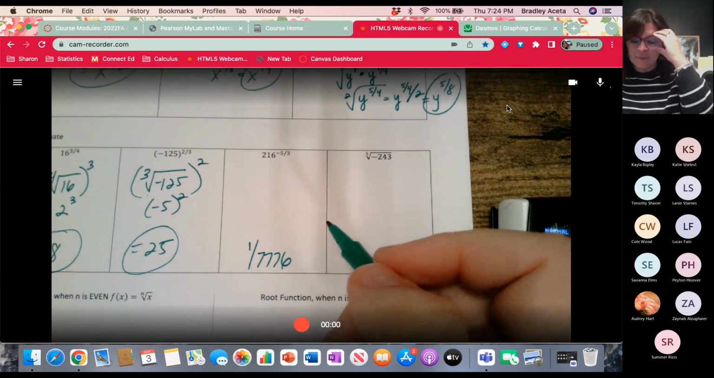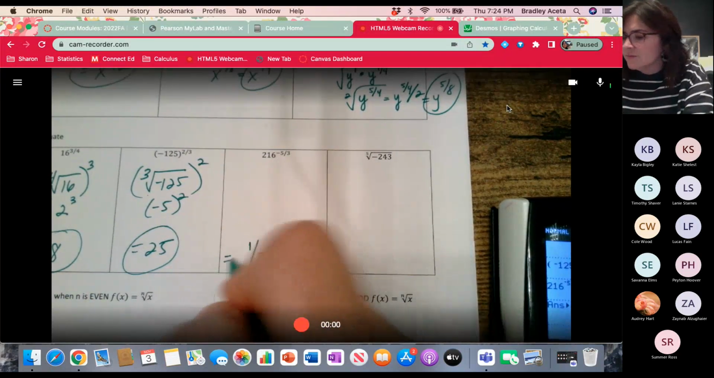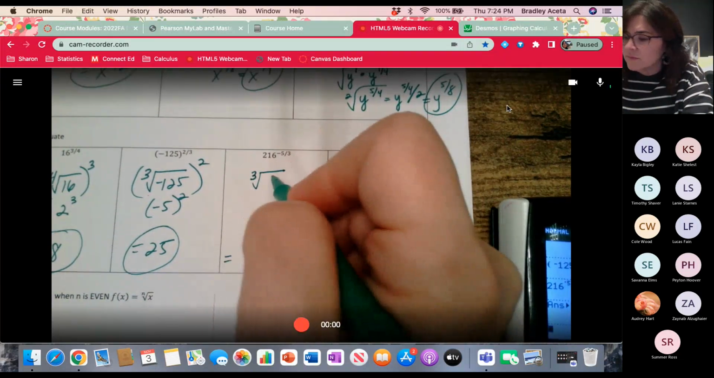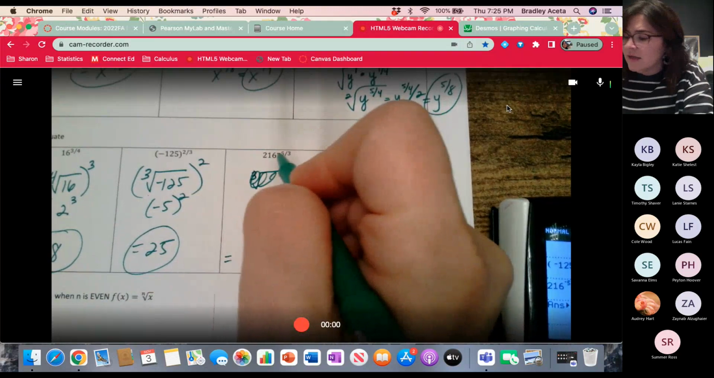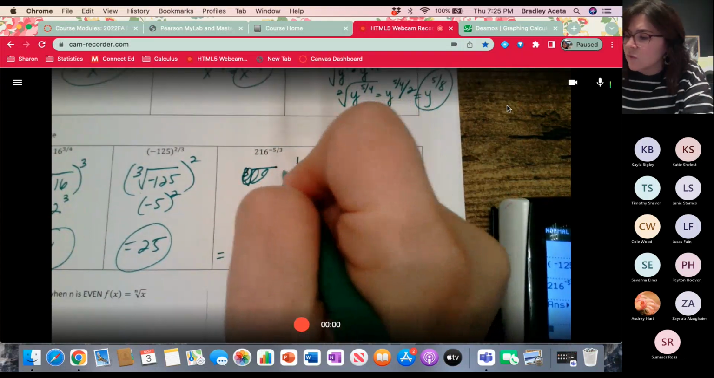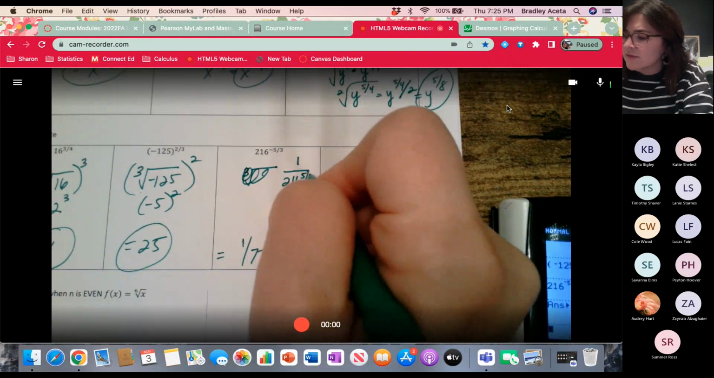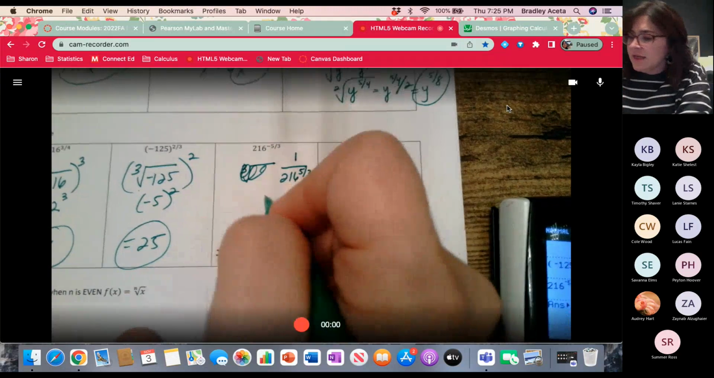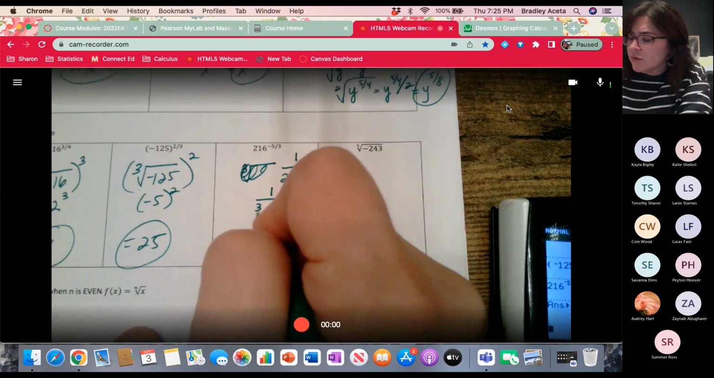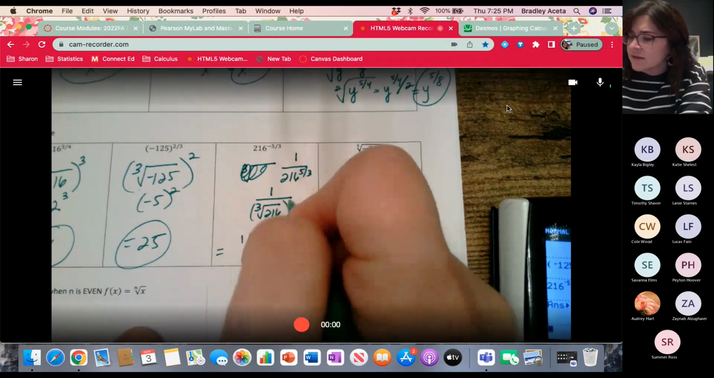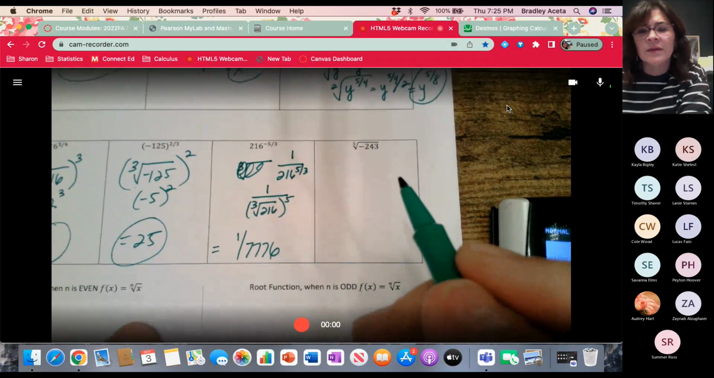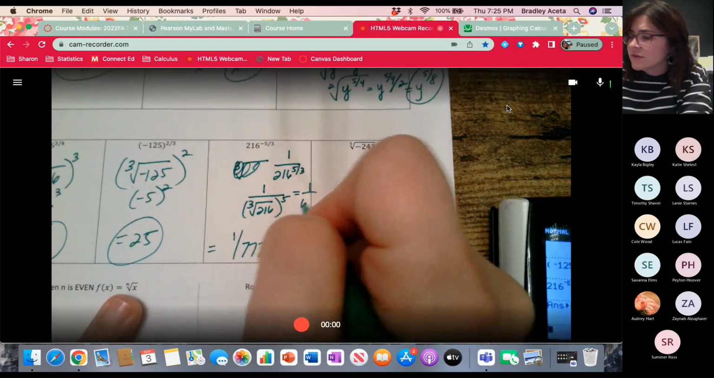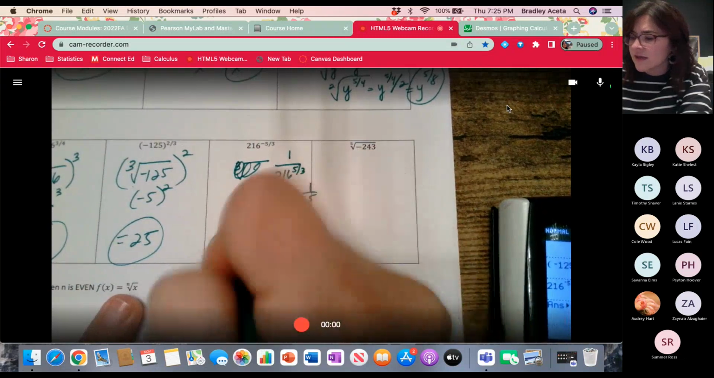1/7776. Okay. But let me show you again how that happens. So this would be the cube root. Actually, let me take that back. That negative means that it should be written as 1/216 to the positive 5/3. You've got to move it down. And now that would be the cube root of 216 to the 5th power. And the cube root of 216 is 6. So this is 1/6 to the 5th, and 6 to the 5th is that.